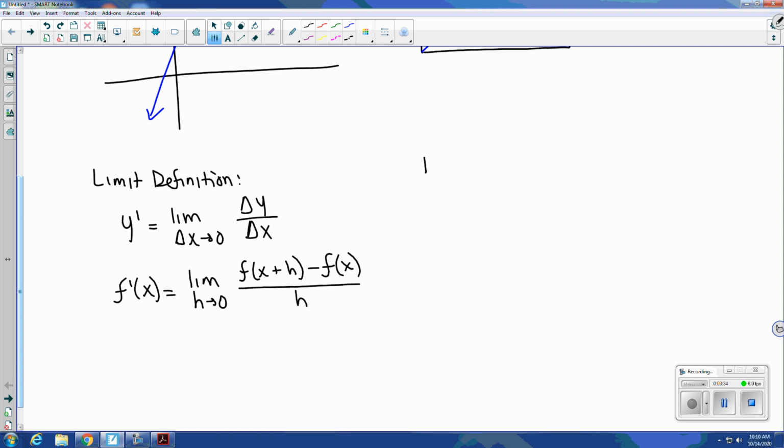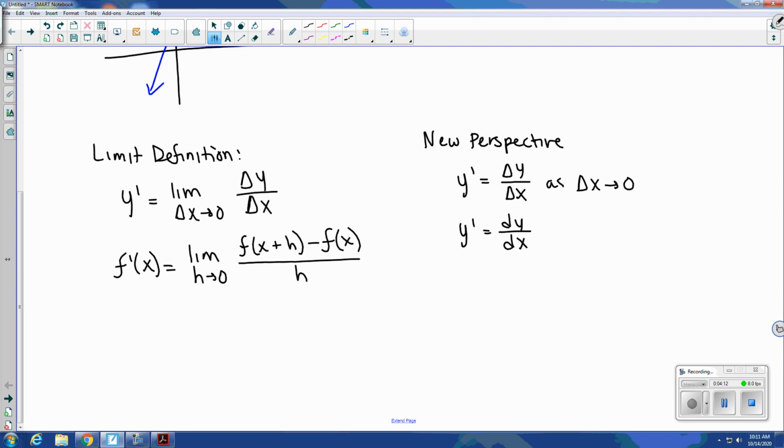Now, we want to introduce a new perspective on what the derivative can tell us. If we know that the derivative is the change in the outputs over the change in the inputs as the change in the inputs approaches 0, we can manipulate this formula and introduce some new notation that will allow us to view this in a new light. So instead of the delta symbols, we're going to now write this as dy and dx. And those d's stand for the differential of y and the differential of x.